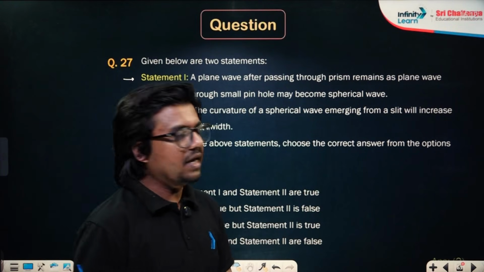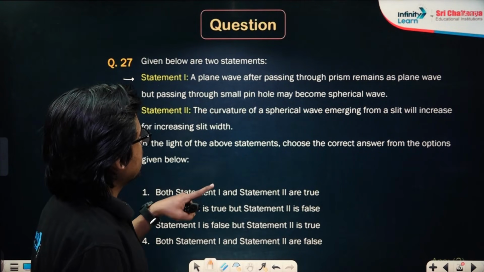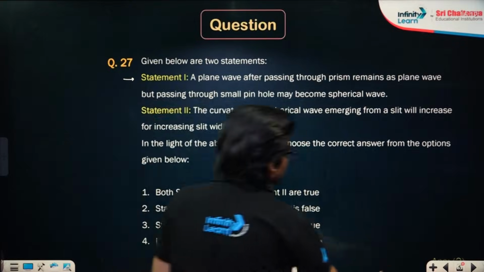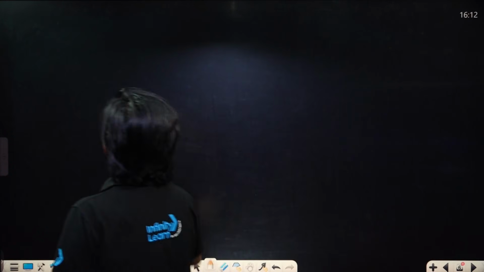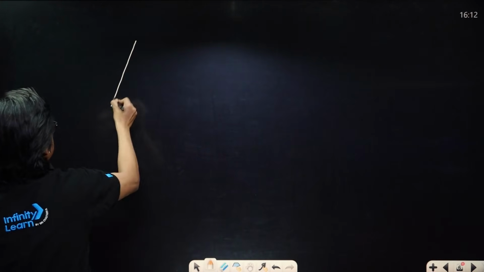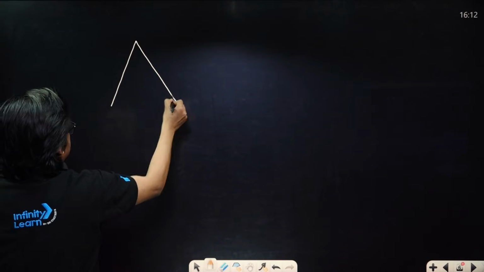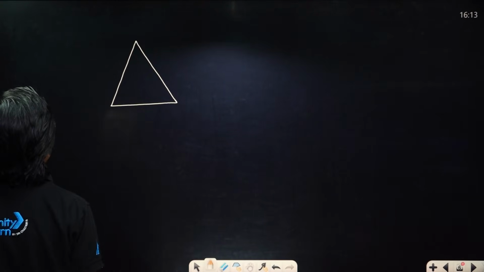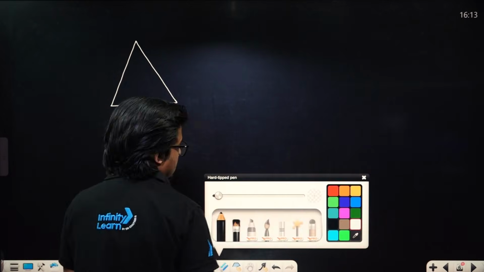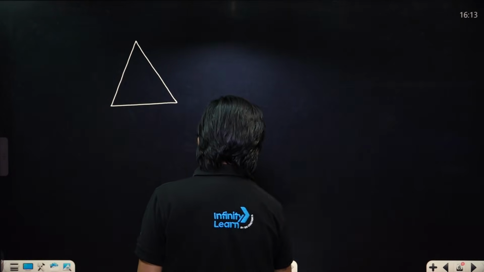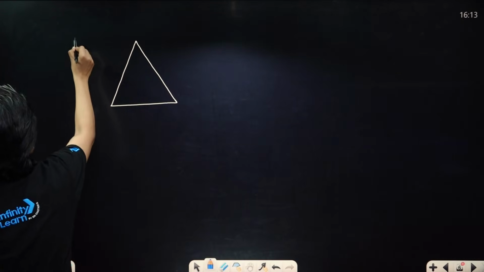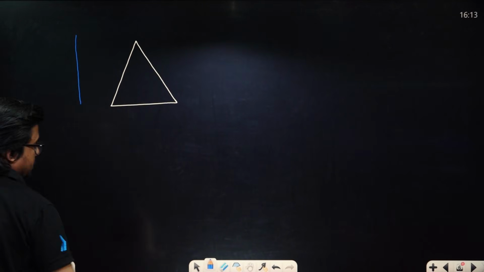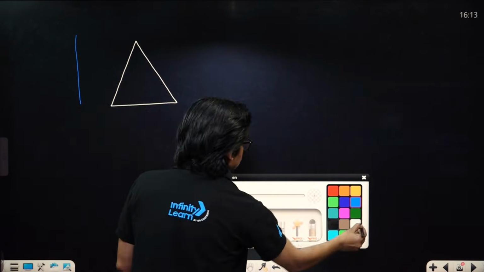What is that? A plane wave passing through a prism remains as plane wave, but passing through a small pinhole may become a spherical wave. Suppose there is an equilateral prism, and there is a wavefront falling on it. Suppose this is the wavefront falling on it. It is moving towards this prism.